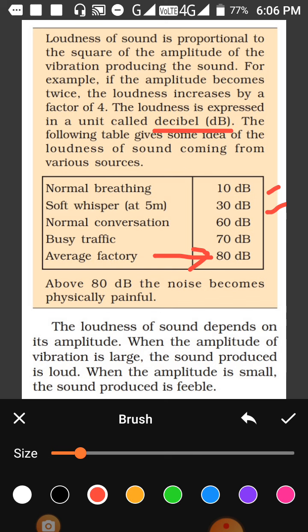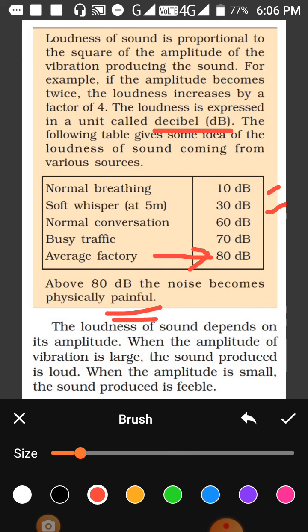So when do you say that the sound is loud, or when do you say that there is noise? When the sound is in this table. So busy traffic is 70 decibel, average factory is 80 decibel. Above 80 decibel the noise becomes physically painful, then we say that it is noise.